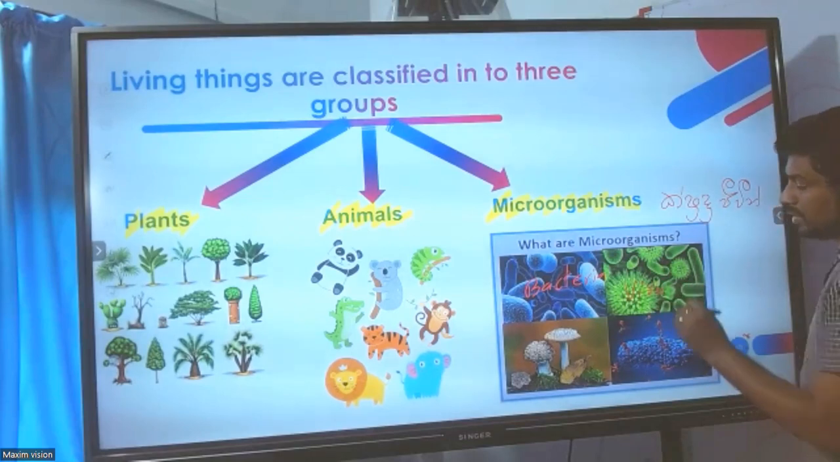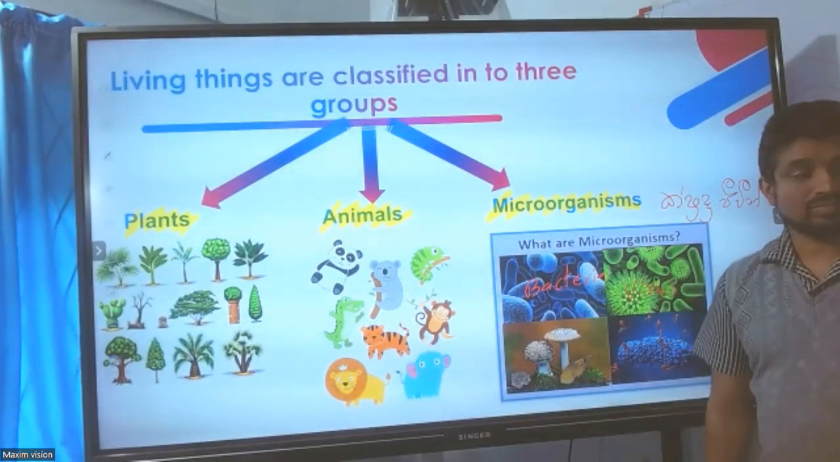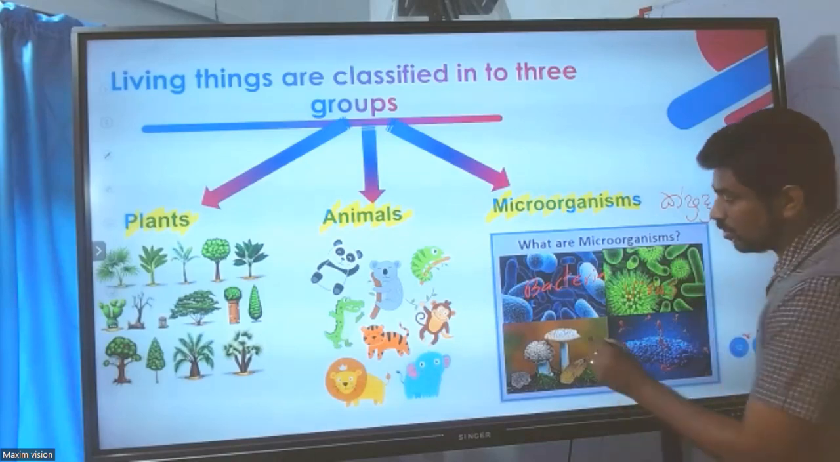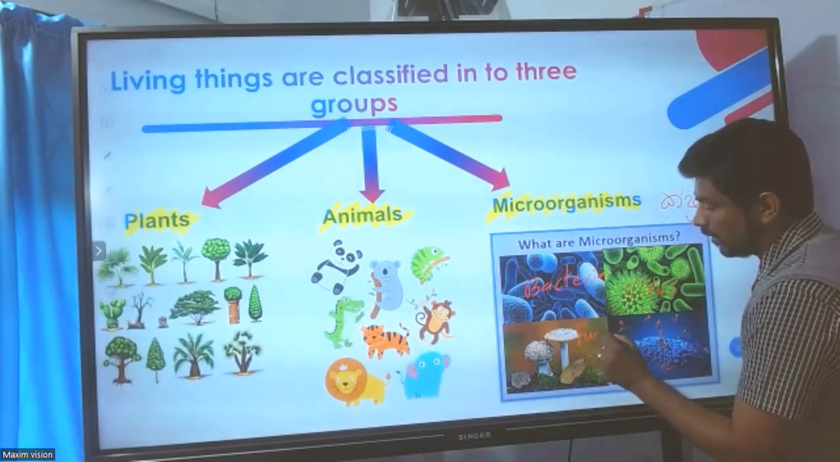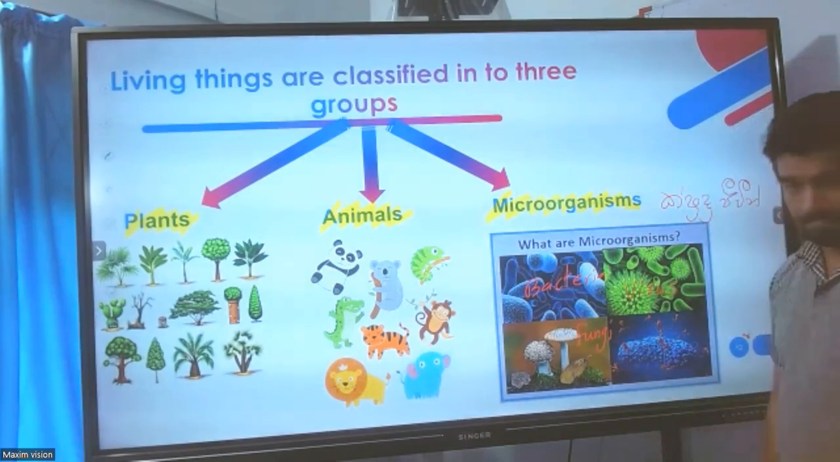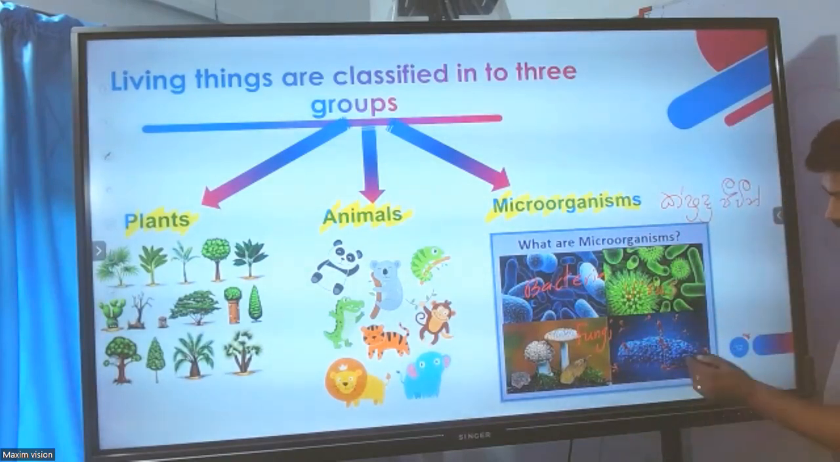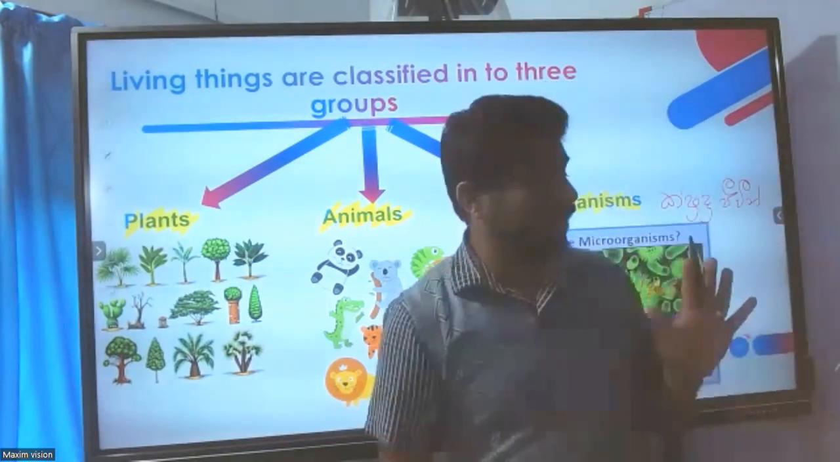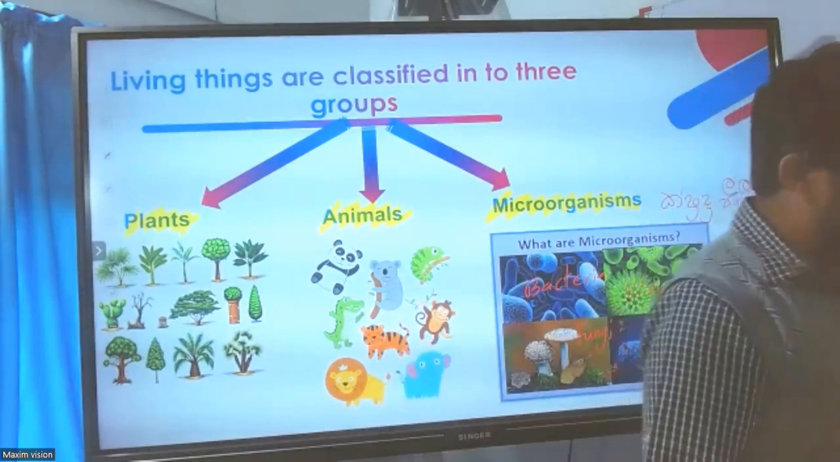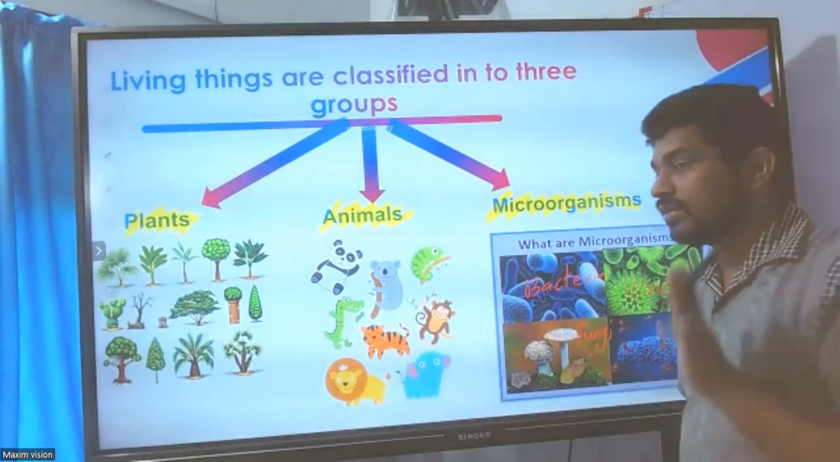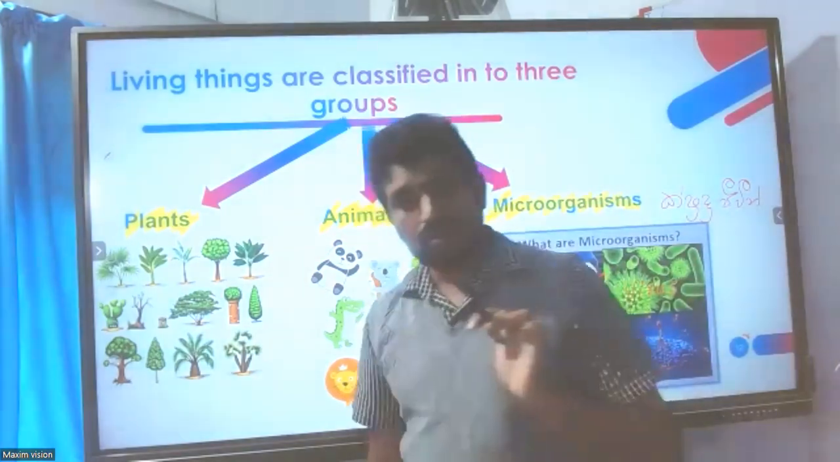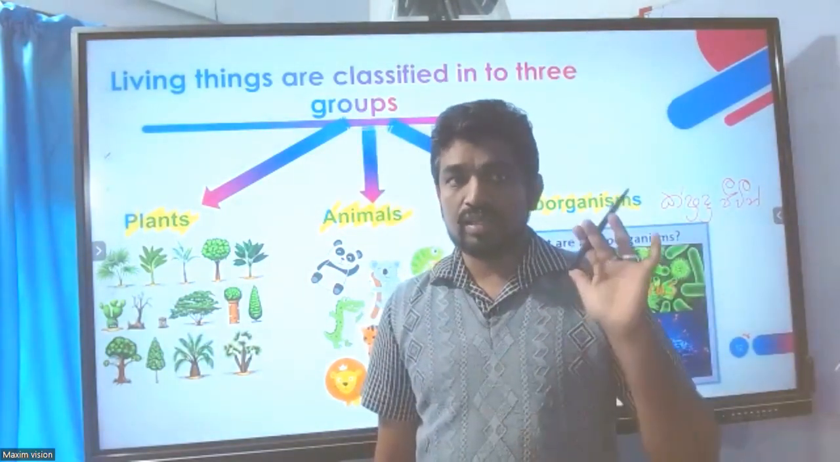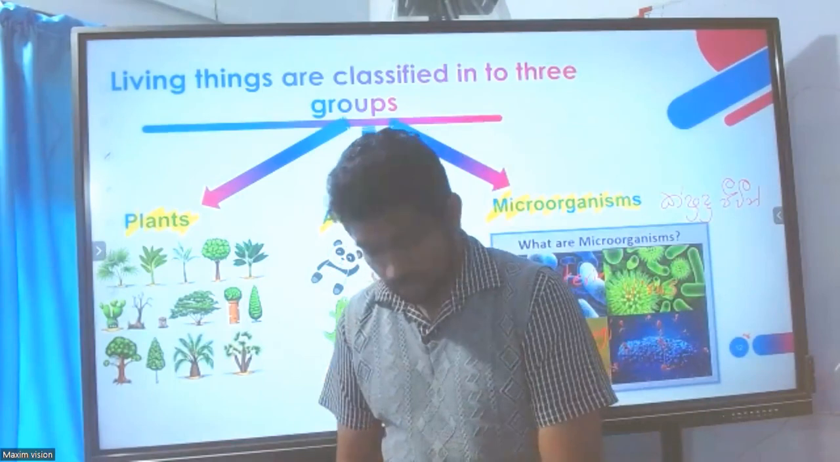These are viruses. What is this one? Mushroom. That is what we call fungi or fungal. Then, right here we can identify algae. So remember, we divide living things into how many groups? Three groups. What are they? Plants, animals, and microorganisms.